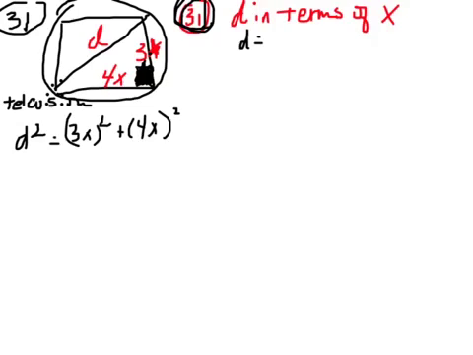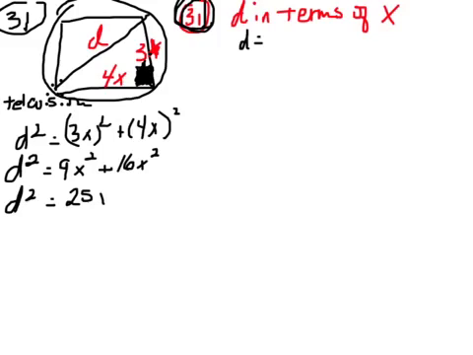Here's where a lot of you went a little wrong. When you square 3x, you get not 3x squared, you get 9x squared. Remember, you have to square both parts. This caused a lot of you to get off and that caused problems. When you square 4x, that's 4x times 4x, which is 16x squared, right? So d squared would be 9x squared plus 16x squared, which is 25x squared.